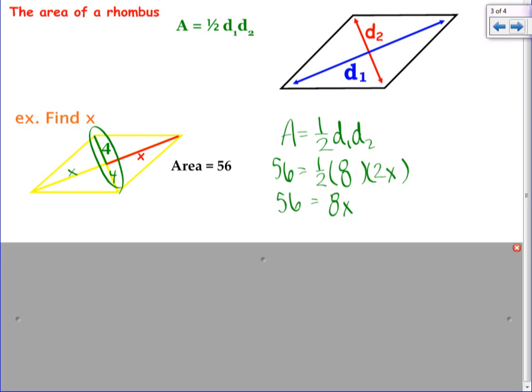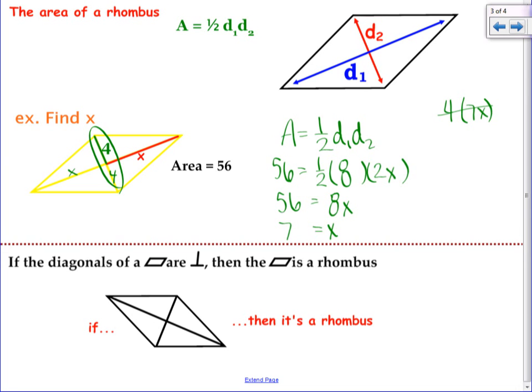Wait, you can do that when it has an X? Yep. It would be just like 4 times 7x. Okay, so now we just divide by 8 and we get what? 7. No units, so we don't need units on our answer. Questions? Use the formula, put in the numbers you know, solve for x.